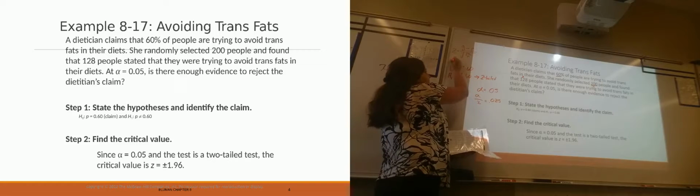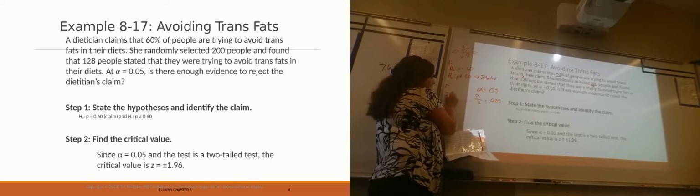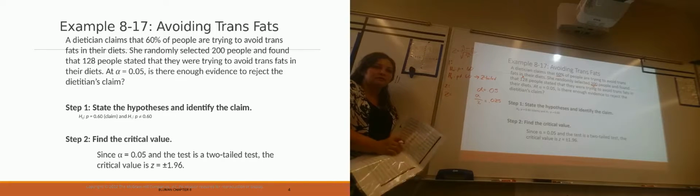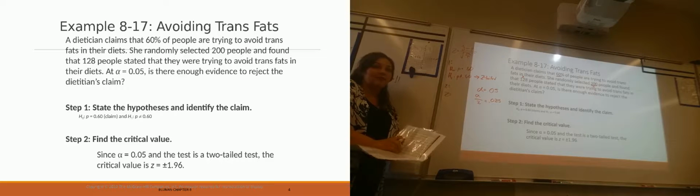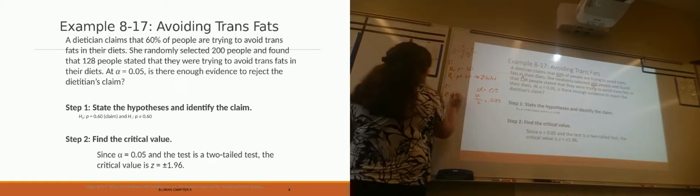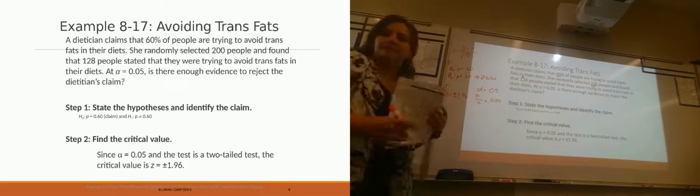Okay, that's our first step. Second step would be to find the critical value. Since it's two-tailed, it's positive and negative 1.96.